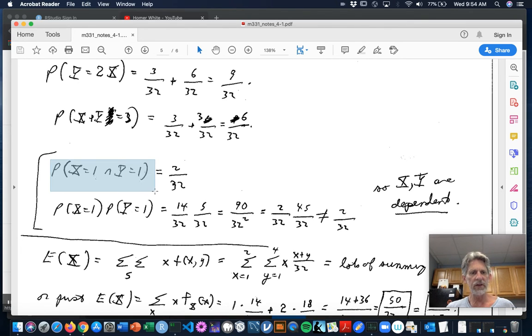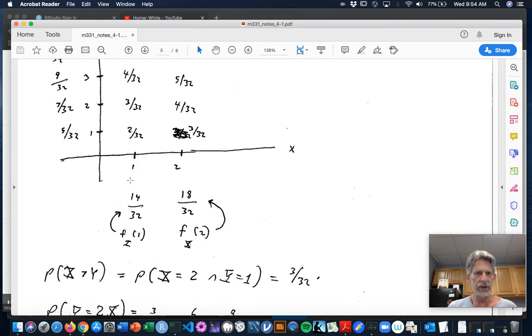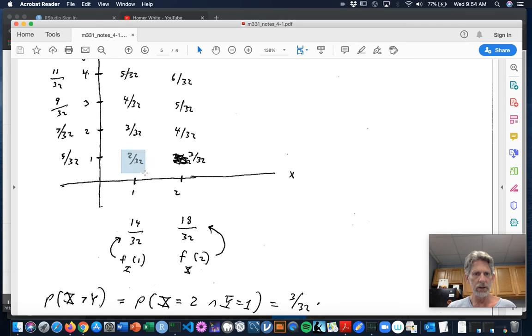What's the chance that x is 1 and y is 1? Oh, let's see. I guess that's just one thing. And that would be, yeah, 1 plus 1 over 32.